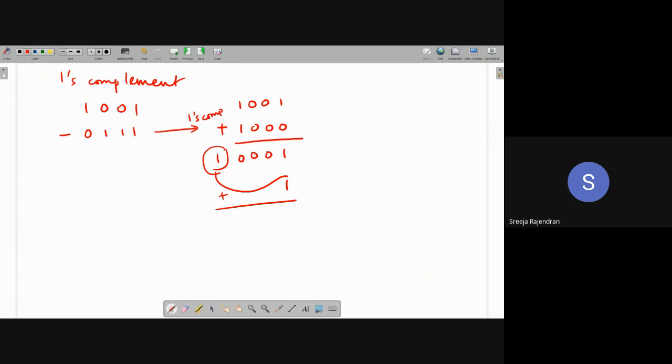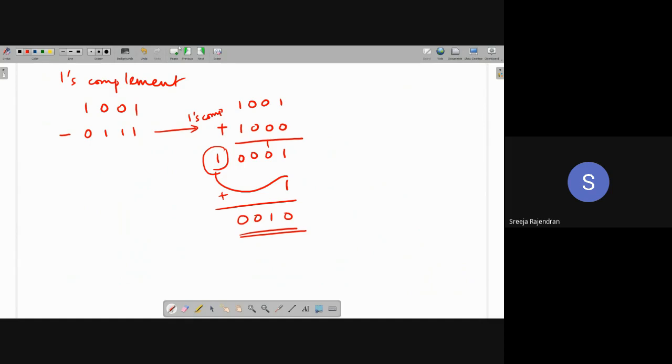So I cannot just take the one's complement and add. After that, I have to add one more thing, right? So this is the process of addition and subtraction using one's complement. This will give me my result, so this is going to be 0100. This will be the result of this one's complement subtraction. But I have to carry out this process.